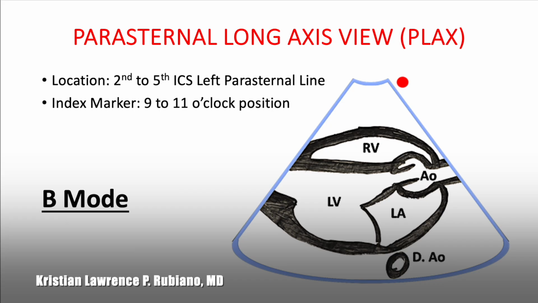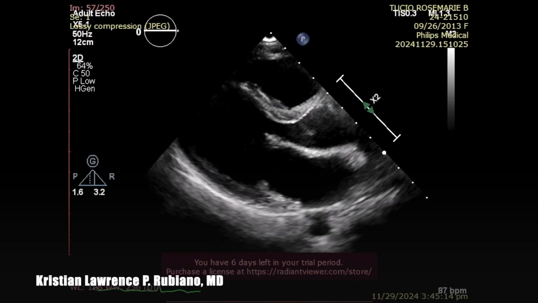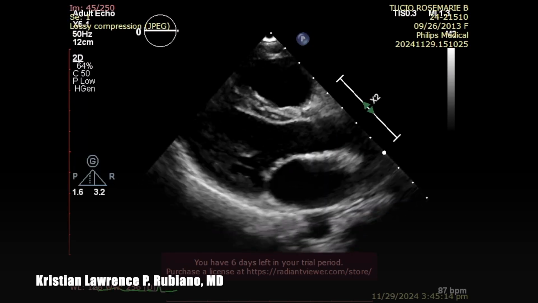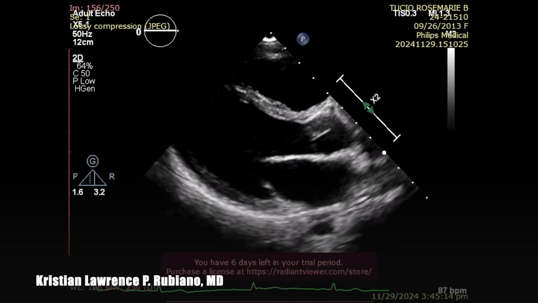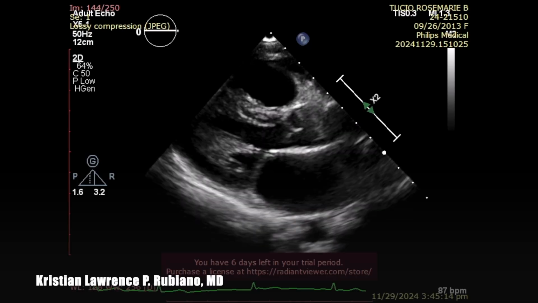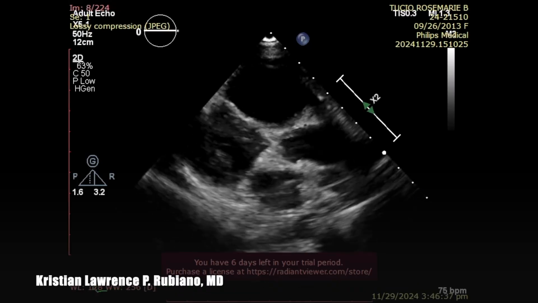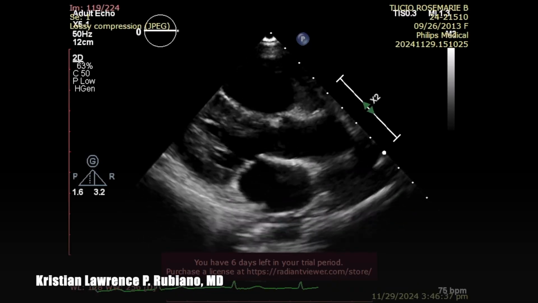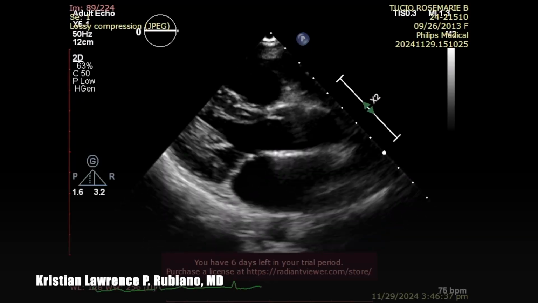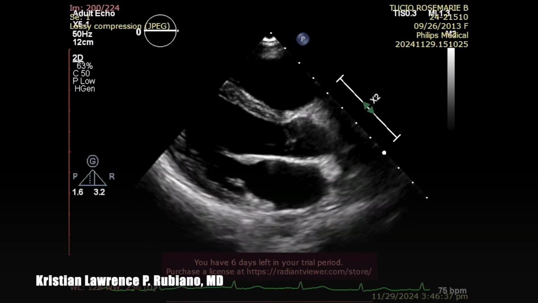The parasternal long axis view is vital for various clinical assessments, including evaluating left ventricular size and function, assessing for hypertrophy or heart failure, assessing the mitral valve, checking for mitral regurgitation or stenosis, and detecting structural abnormalities such as left atrial enlargement, septal defects, or aortic valve dysfunction. Next is assessing cardiac function, particularly in the context of systolic and diastolic functions.